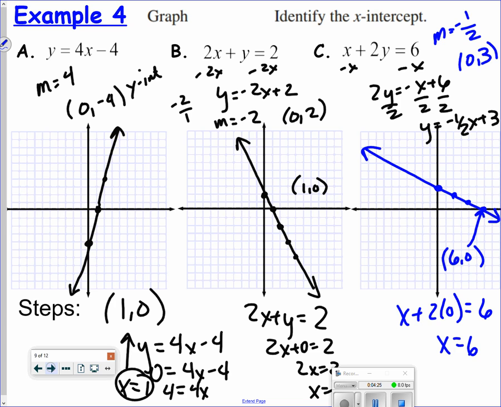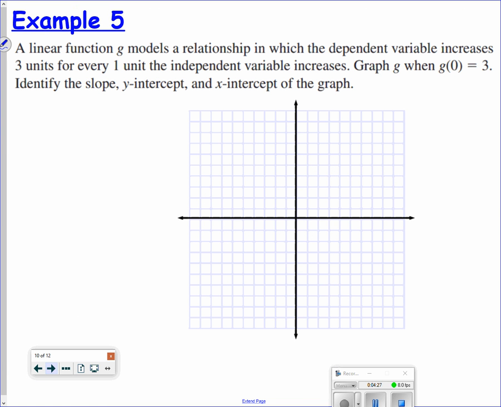The linear function g models the relationship in which the dependent variable increases 3 units for every 1 unit of the independent variable, and the graph when g of 0 is 3. Now remember when we did functional notation not too long ago.